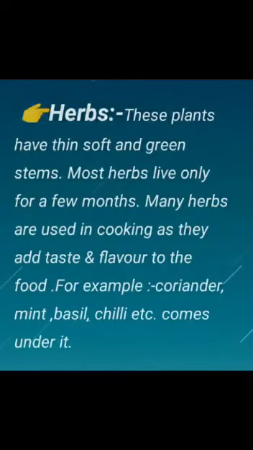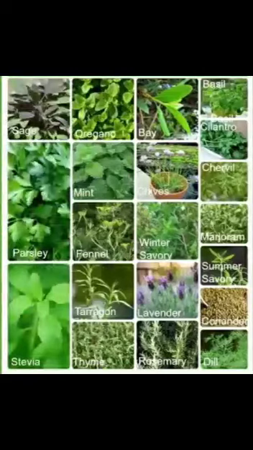Moving to the next is herbs. Any plant having thin, soft, and green stems with leaves, sheaths, and flowers used for flavoring food, medicines, or perfume is known as herbs. Coriander, mint, basil come under this.